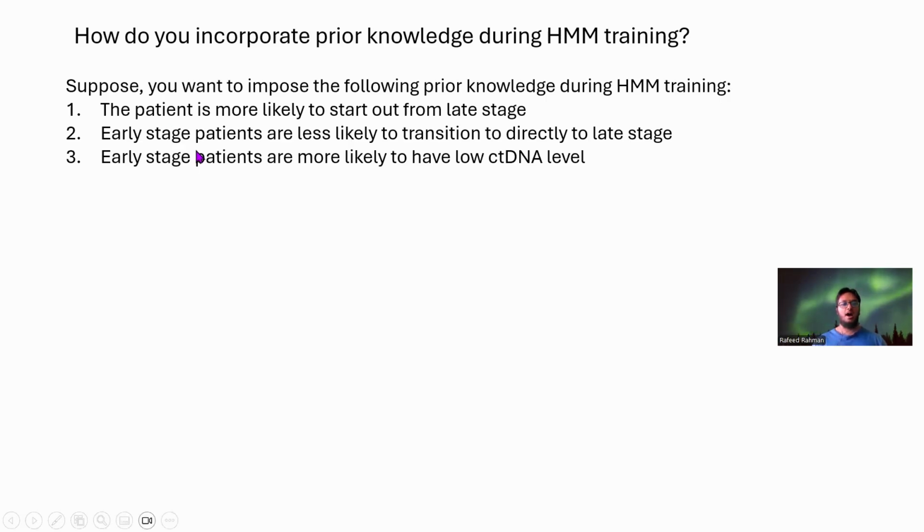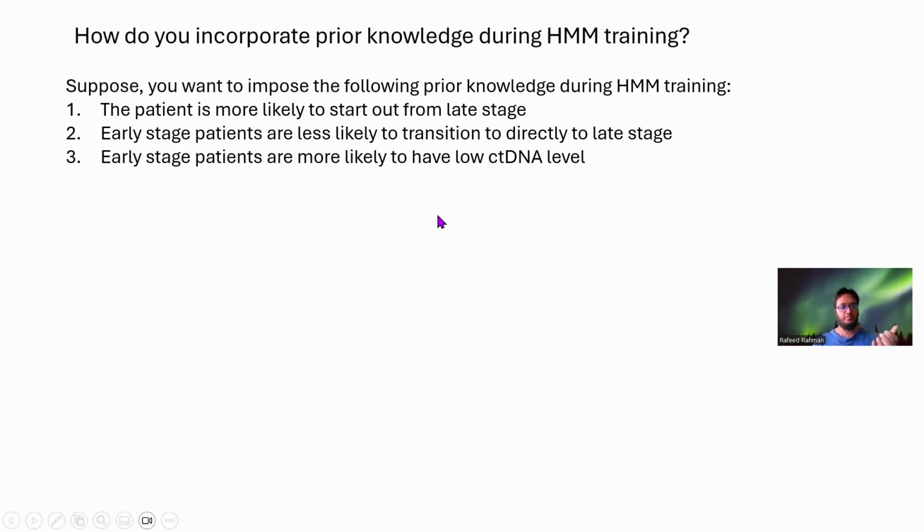The second thing is early stage patients are less likely to transition directly to late stage. He can transition to late stage at one time, but not immediately. The final thing is early stage patients may be more likely to have low serotonin level. Now these are just assumptions. I'm not a doctor, by the way, but doctors can actually give you this kind of prescription, which you can impose on your model to better your training process, to better your estimation process of the different probabilities.